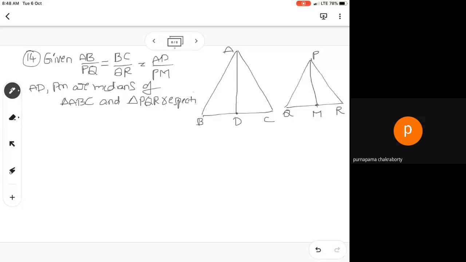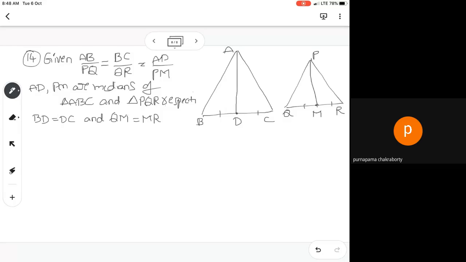So from this you can say BD is equal to DC, and QM is equal to MR. Isn't it? Median is nothing but it divides this part into equal parts, D is the midpoint here. So now a little bit of construction you need to do to solve this problem.